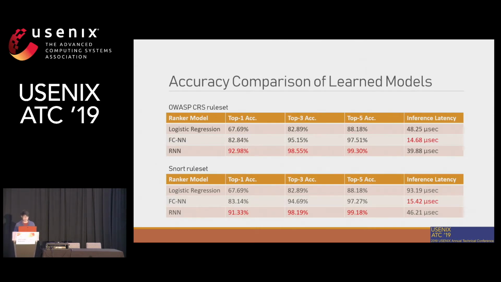The accuracy comparison of learned models for the two rule sets shows that, because of the multi-classification we discussed before, logistic regression needs many models to handle the rule set. As a result, the total inference latency of logistic regression is even higher than that of the neural networks. And although the recurrent neural network has the highest accuracy, its model inference latency is almost 3 times slower than the fully connected neural network, while they have only a 2% difference in top 5 accuracy.